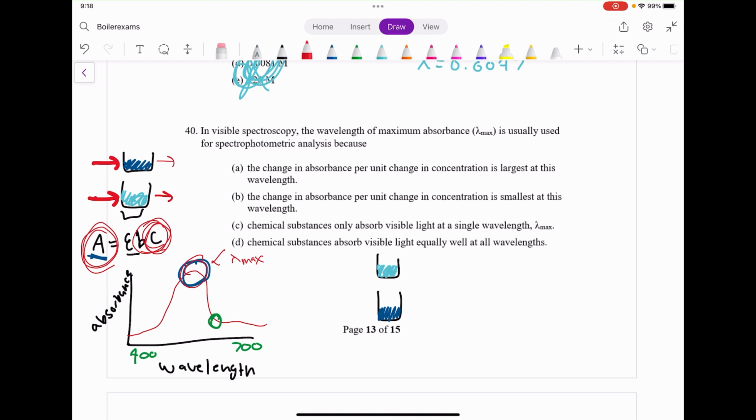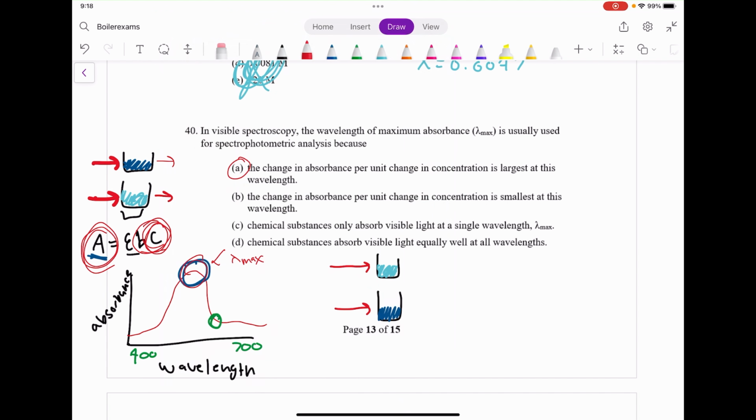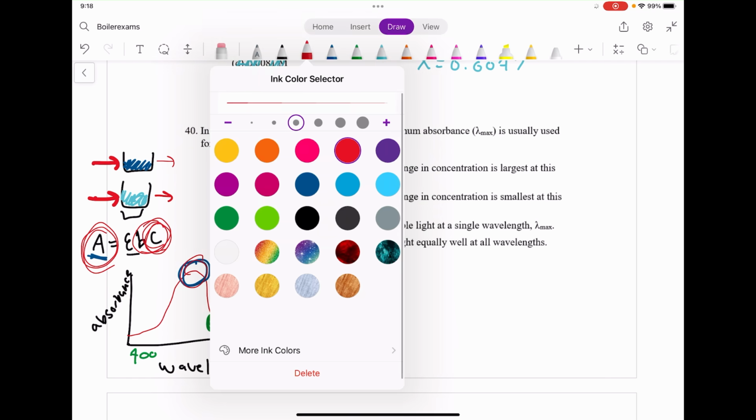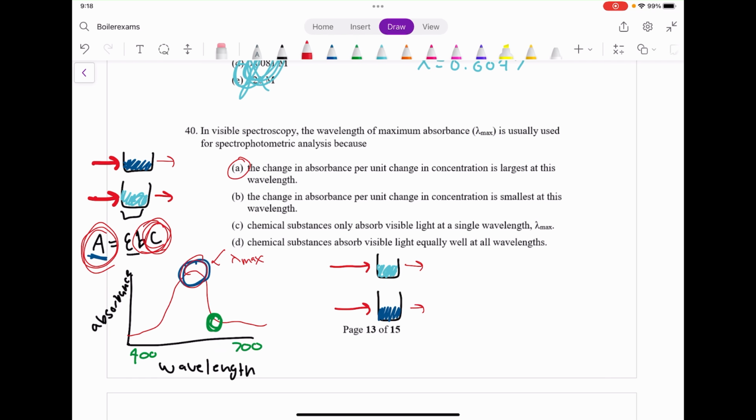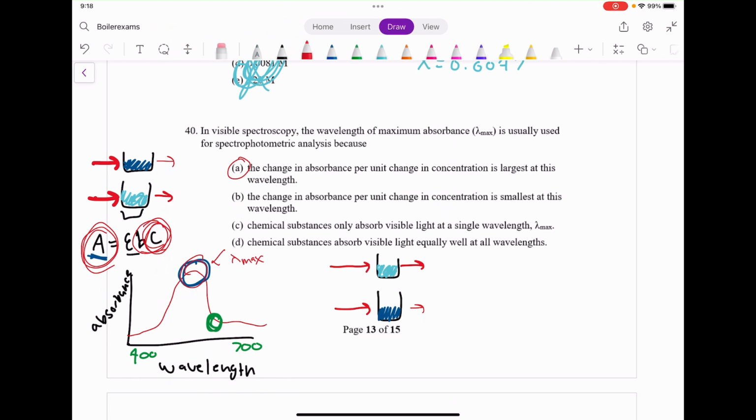So let's look at the answer choices. A, the change in absorbance per unit change in concentration is the largest at this wavelength. Yeah, that's true. And just to finish my last point, if we were to shoot two beams at this, and I pick something in this region with really low absorbance, the absorbance that I measure might be exactly the same, versus if I pick one that will have a massive change, it'll be a more observable difference.